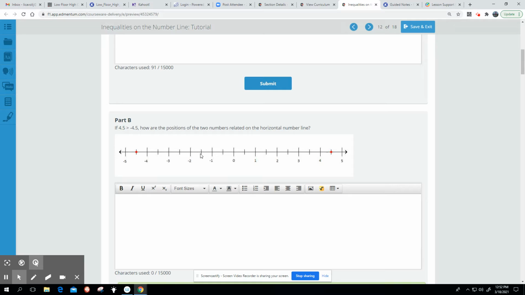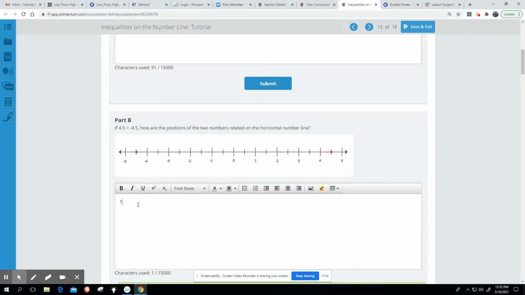Part B is saying if +4.5 is greater than -4.5, how are the positions of the two numbers related on the horizontal number line? Again, this is showing us that 4.5 is greater because that's where the opening of the greater than symbol is. So we know that the greater numbers are farther right than the smaller values.